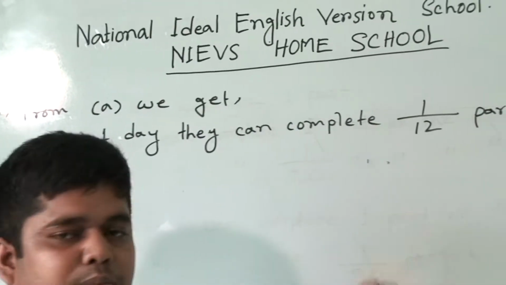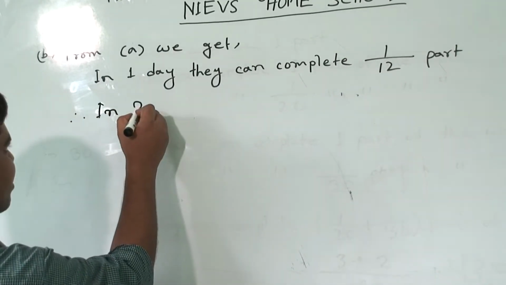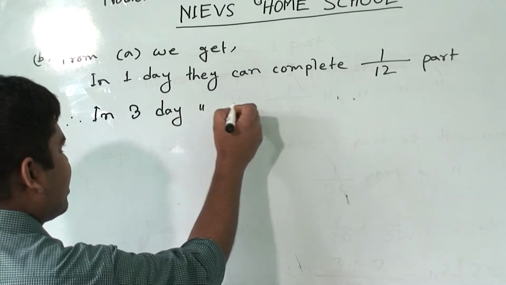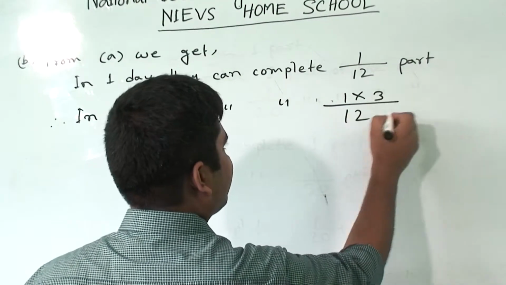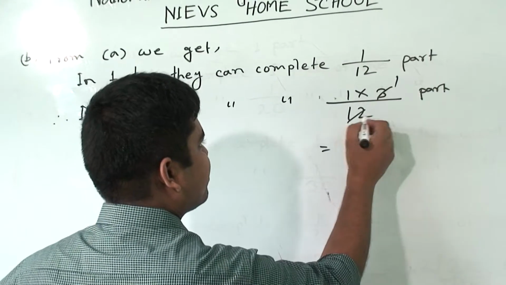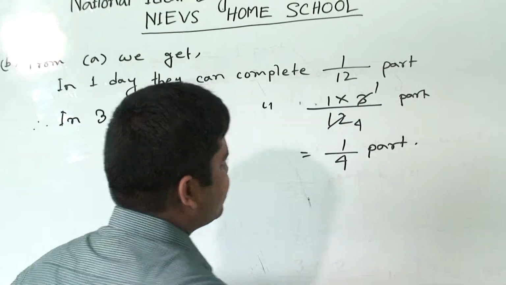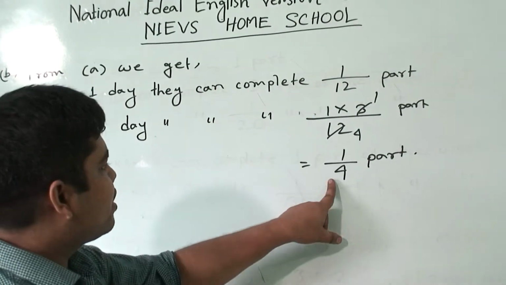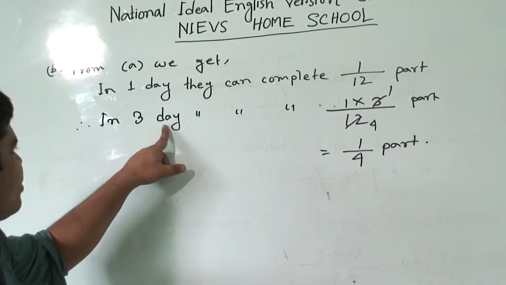Here in one day they can complete 1 by 12 parts. So from this information I write in 3 days they can complete 1 multiplied by 3 divided by 12 part. Now I cut 3 1s are 3 and 3 4s are 12. That means 1 by 4 part. Dear students, this is the part. That means this is the work which is done in 3 days by them.